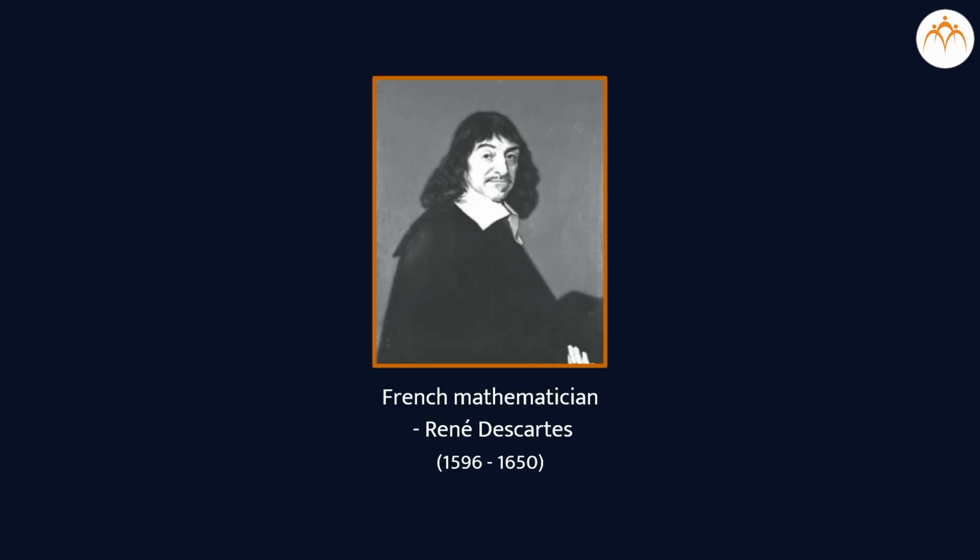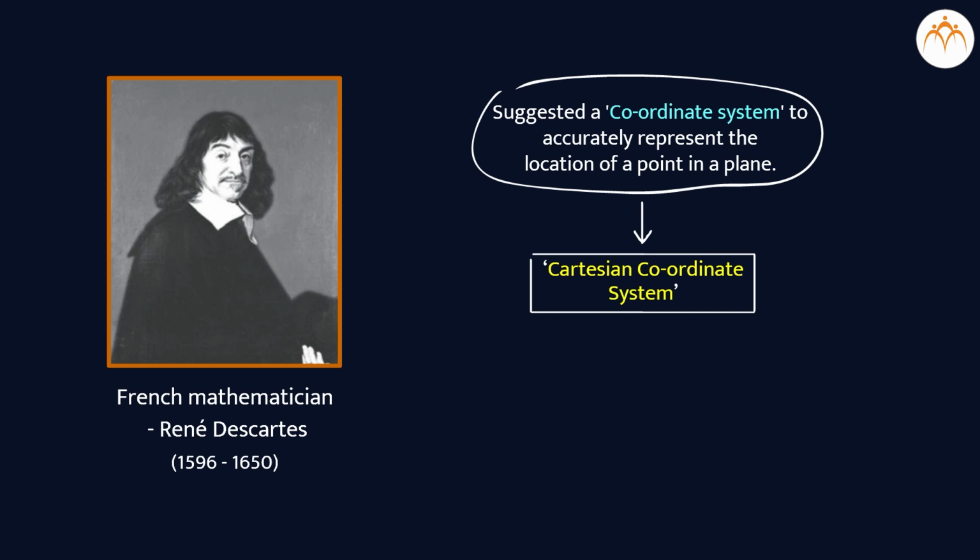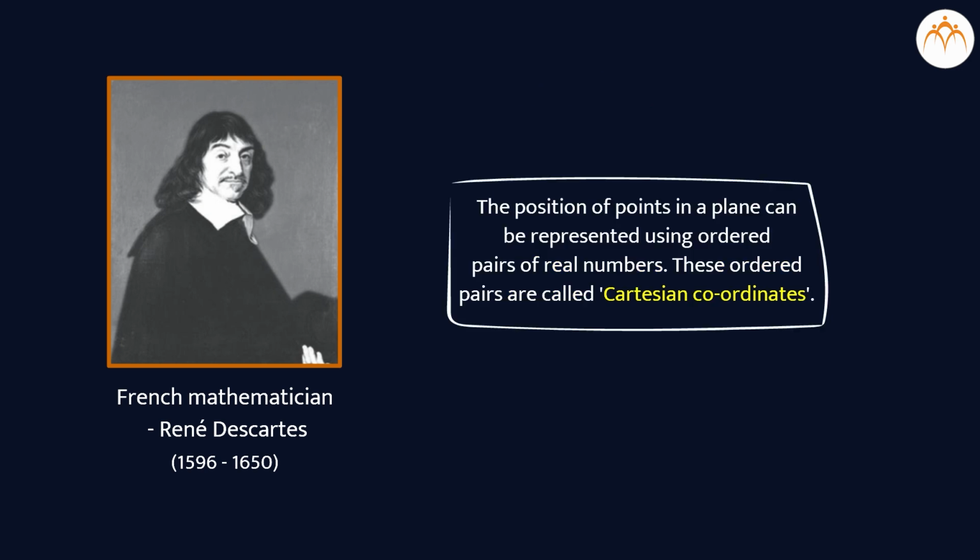In the 17th century, French mathematician René Descartes suggested a coordinate system to accurately represent the location of a point in a plane. This system is called the Cartesian coordinate system, named after Descartes. The position of points in a plane can be represented using ordered pairs of real numbers. The ordered pair is called Cartesian coordinates.